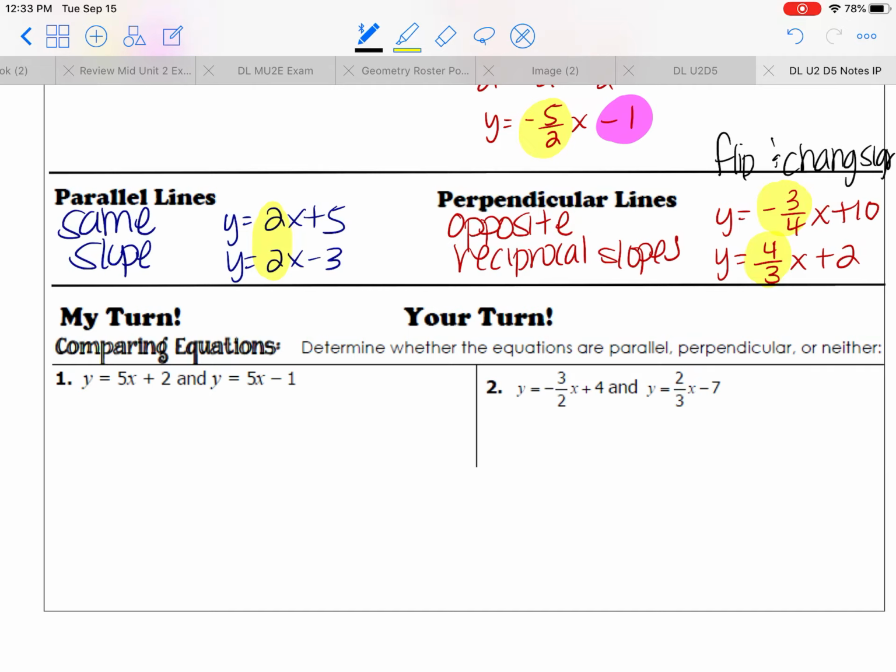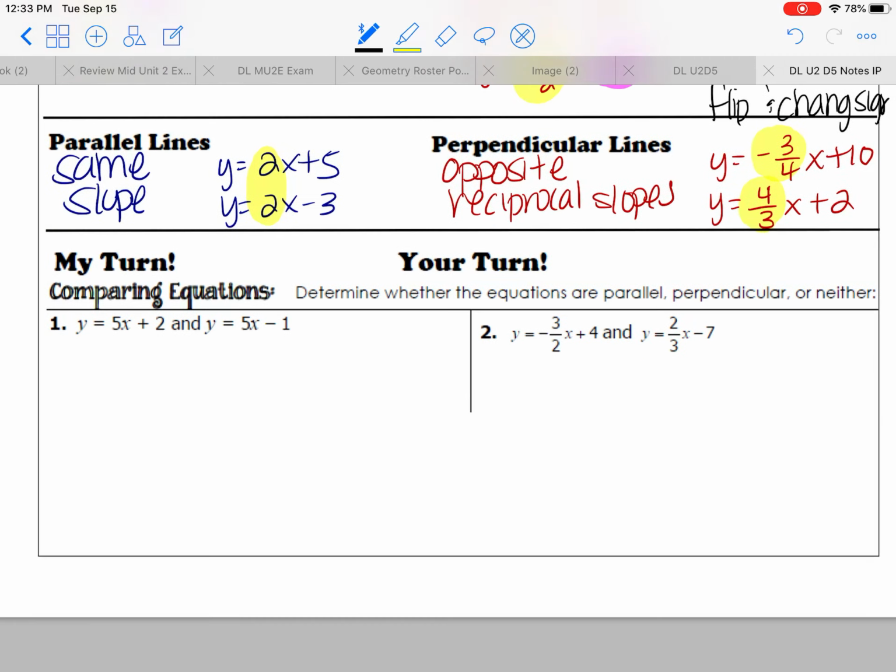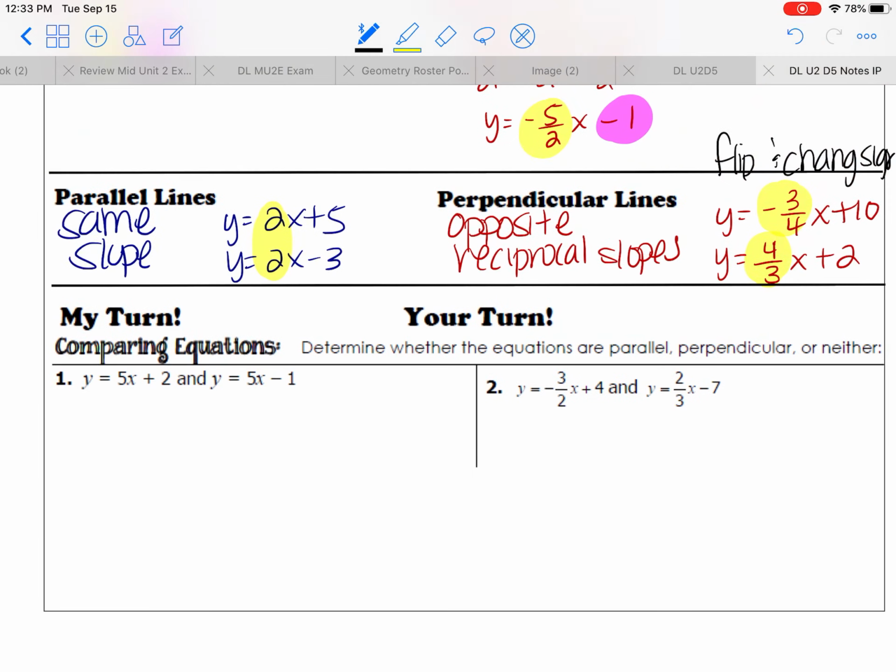Okay? So here we have negative 3/4. We flip the fraction, we get 4/3. Since one was negative, the other one must be positive. And so when you recognize these type of lines, you should know that these are going to be perpendicular lines. All right, let's go ahead and do some practice problems.